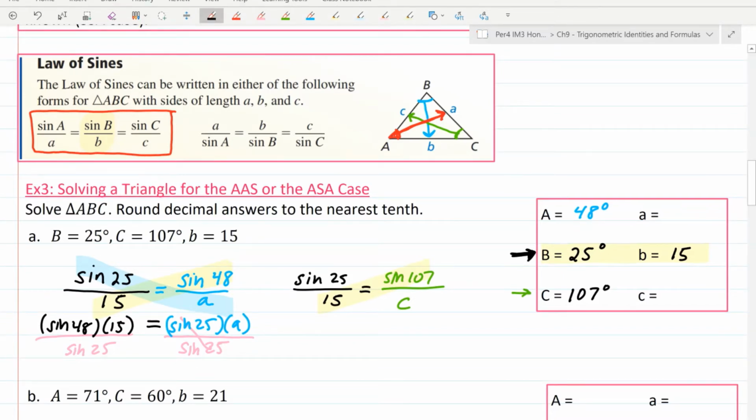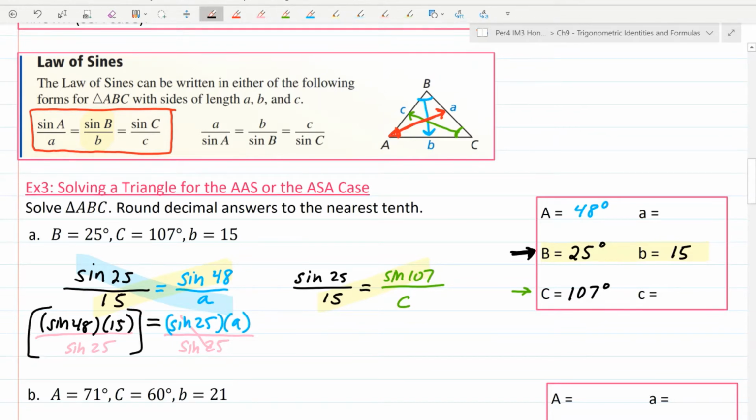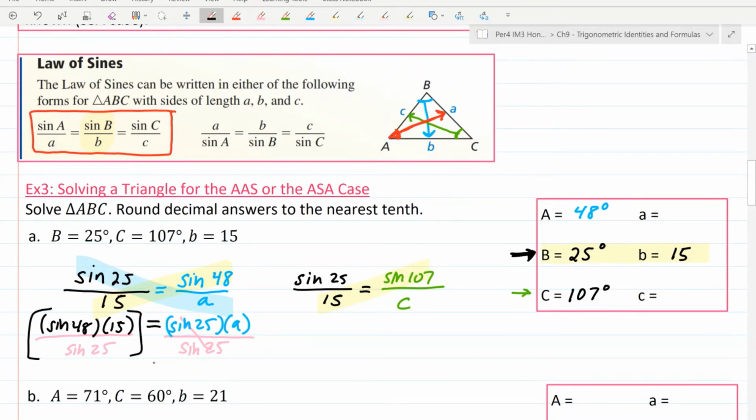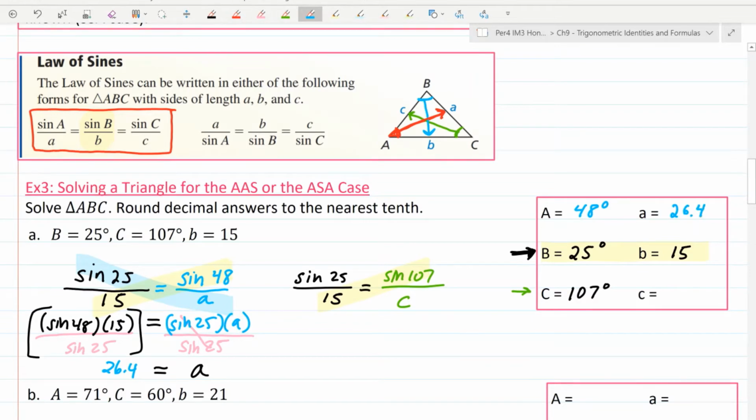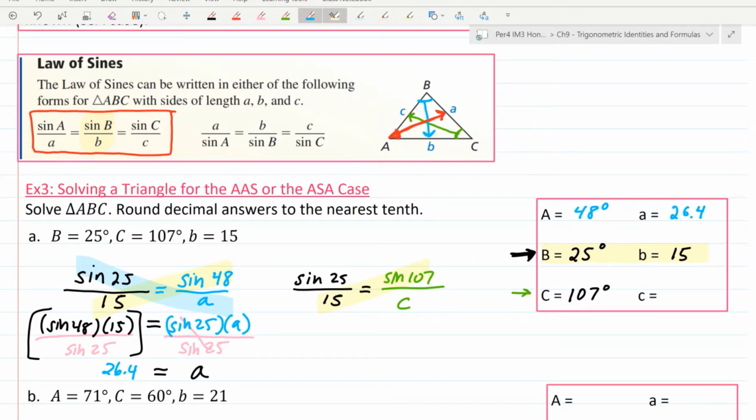So if you put all of this in your calculator at one time, sine of 48 times 15 divided by sine of 25, you will get A is equal to 26.4 approximately. We're going to round that to the tenths place. 26.4, and we write that in here. Again, same thing here in this problem. We're going to multiply these two together and then divide by that.